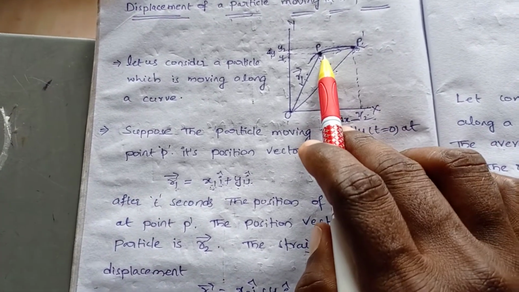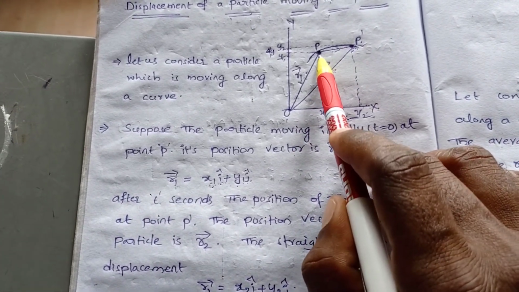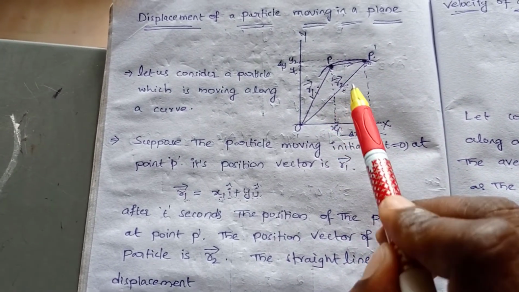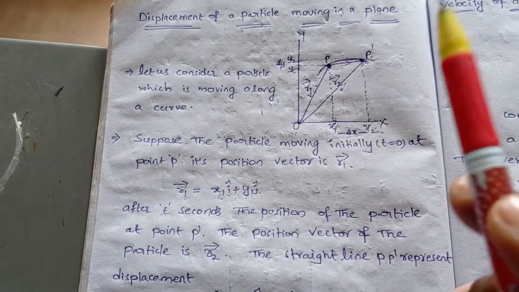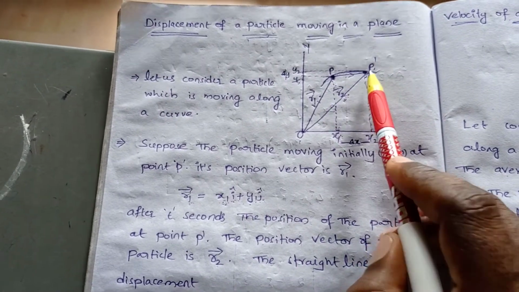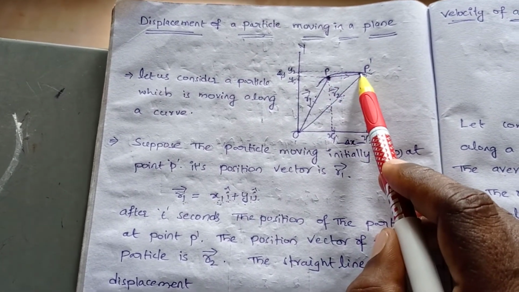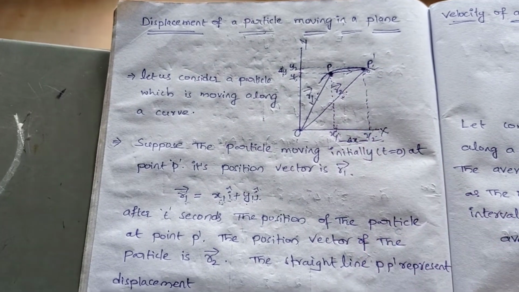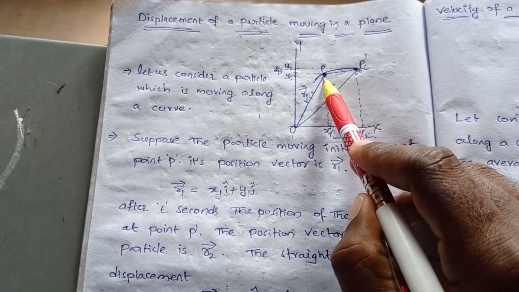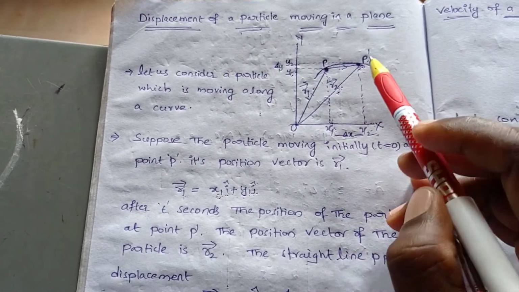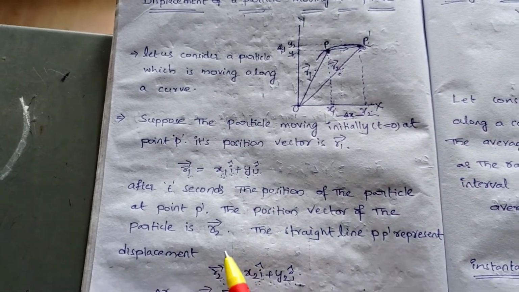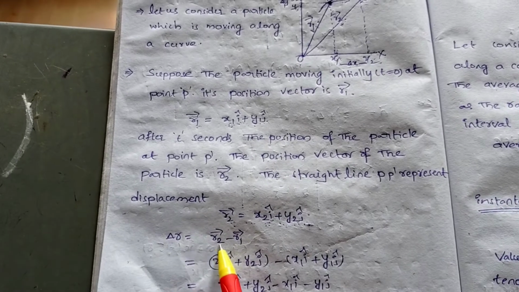So if we connect these two points P and P dash by a straight line, this straight line represents the displacement of the particle. So what is the displacement? Displacement is the shortest distance between initial point and final point. This curved line represents distance, this straight line represents displacement. Okay, this is the final position, this is the initial position. If you subtract r2 minus r1, we get displacement. Delta r equal to r2 minus r1.